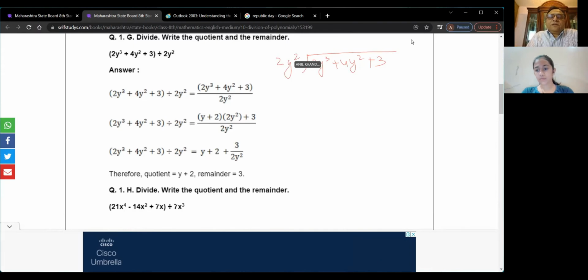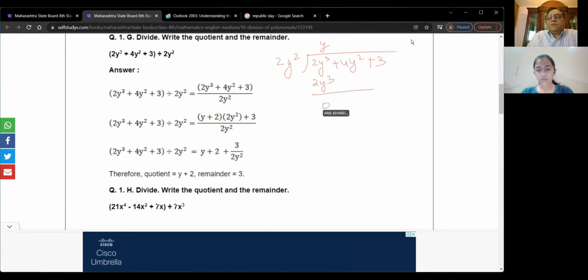So how many times will the first term go? It is 2. So 2 and 2 is 1. And y square will go y times, correct? So we can write this as 2y cube, right? Y times y square is y cube. When you take the difference, you get 0 here, right?